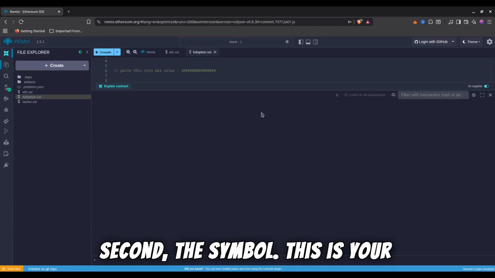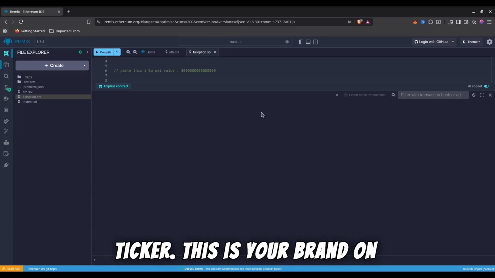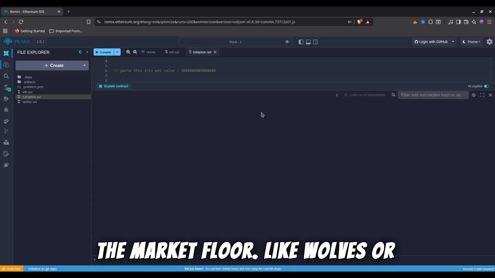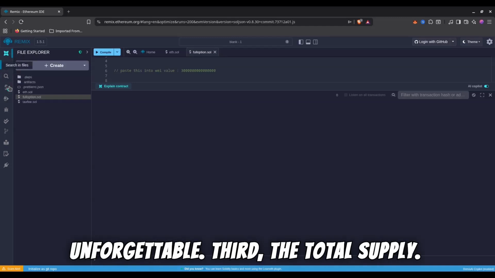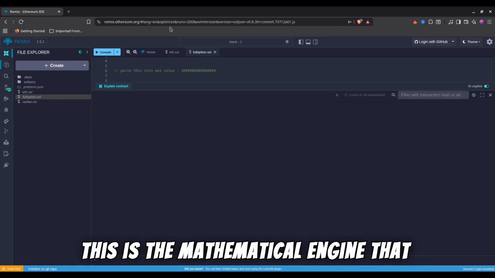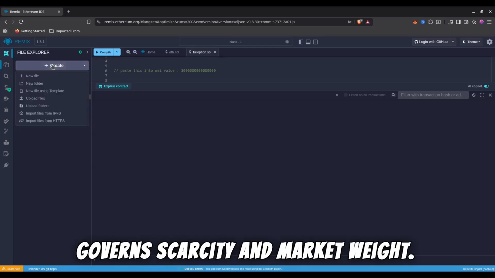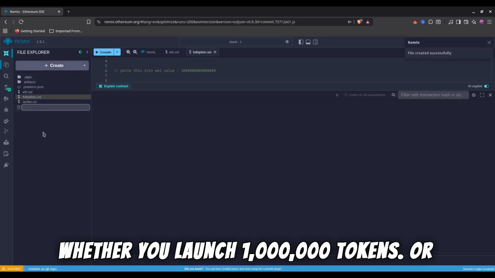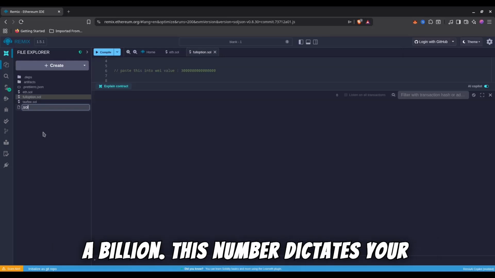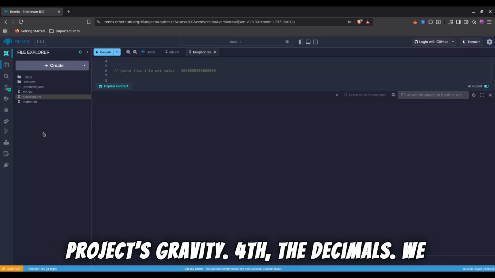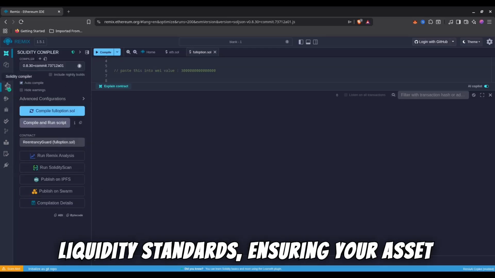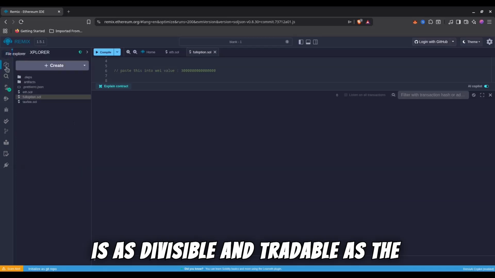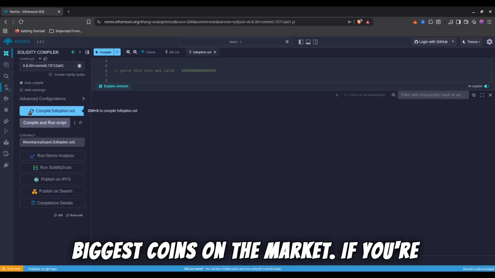Second, the symbol. This is your ticker. This is your brand on the market floor, like WOLV or GOLD. It should be punchy and unforgettable. Third, the total supply. This is the mathematical engine that governs scarcity and market weight. Whether you launch 1 million tokens or 1 billion, this number dictates your project's gravity. Fourth, the decimals. We set this to 18 to meet global liquidity standards, ensuring your asset is as divisible and tradable as the biggest coins on the market.